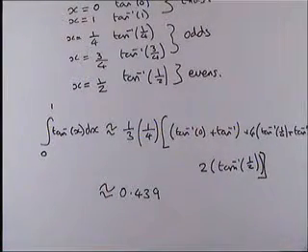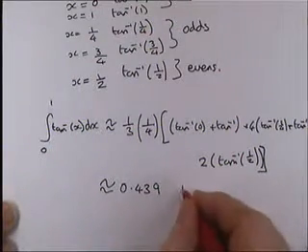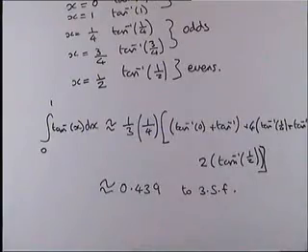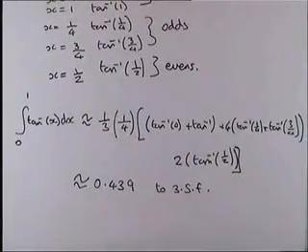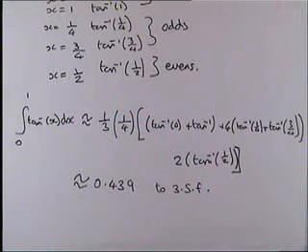And I get the approximate answer, 0.439 to 3 significant figures. Now if you don't get that value, just double check, first of all, that you are using the inverse tan function, not the tan function, and also check that your calculator is set up on radians, not degrees.